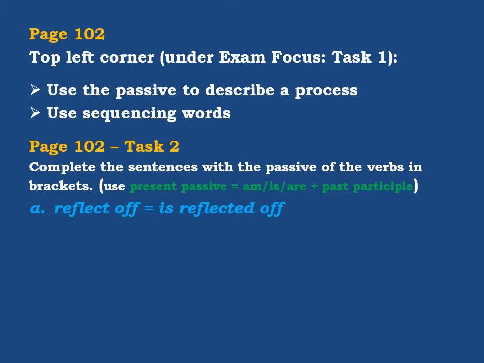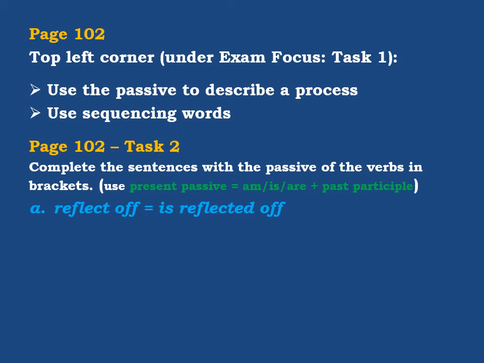Okay. Now, let's look at the example first in your books. Look at the example. The image is, and between brackets, reflect of, this is the verb, the cover. We have to use the passive now. What is the passive of reflect? It is reflected. So this is the past participle of the verb. It becomes reflected of.